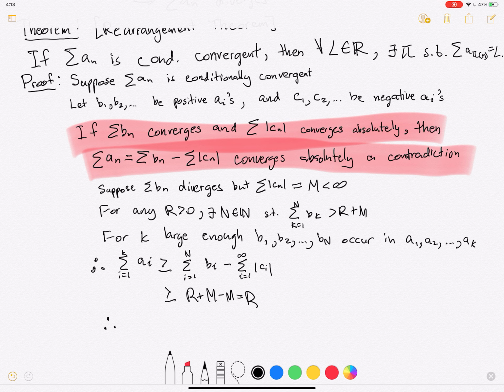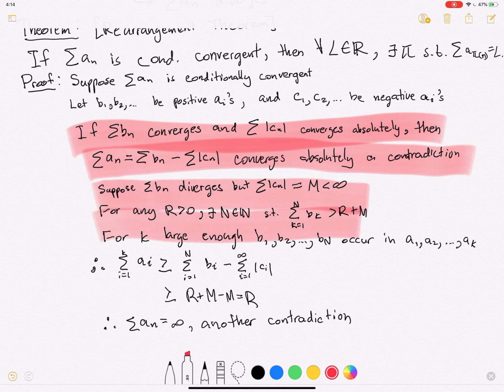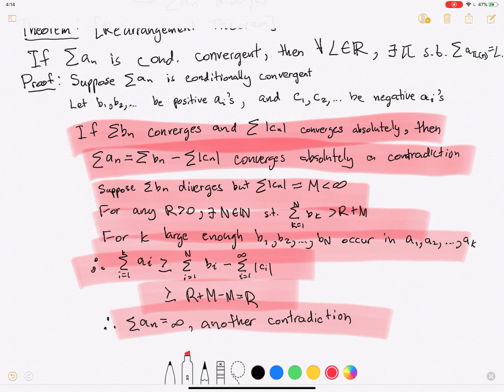Therefore, the sum of a_n would also be unbounded. Another contradiction. So we're just eliminating cases we can be in at this point. I'm going to highlight that, but I won't connect the two. So that's another contradiction. Let me just write that. Contradiction 1. And this is contradiction 2.